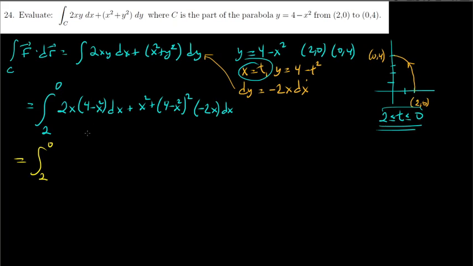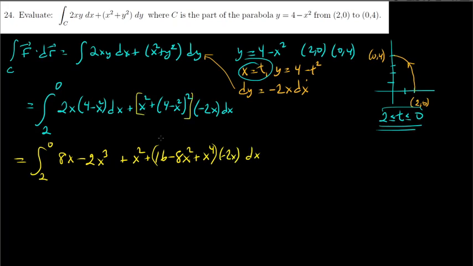All right, so what is all this mess here? This is going to be 8x minus 2x cubed times dx, plus x squared plus 16 minus 8x squared plus x to the fourth, times negative 2x. So we'll have to do that as well. Oh, wait a minute. It's the whole thing. So the x squared is also times negative 2x.